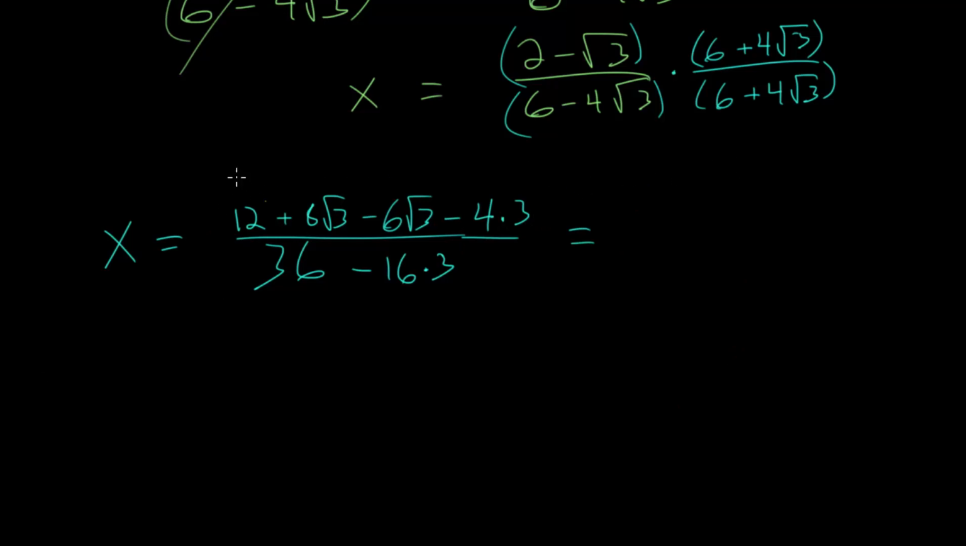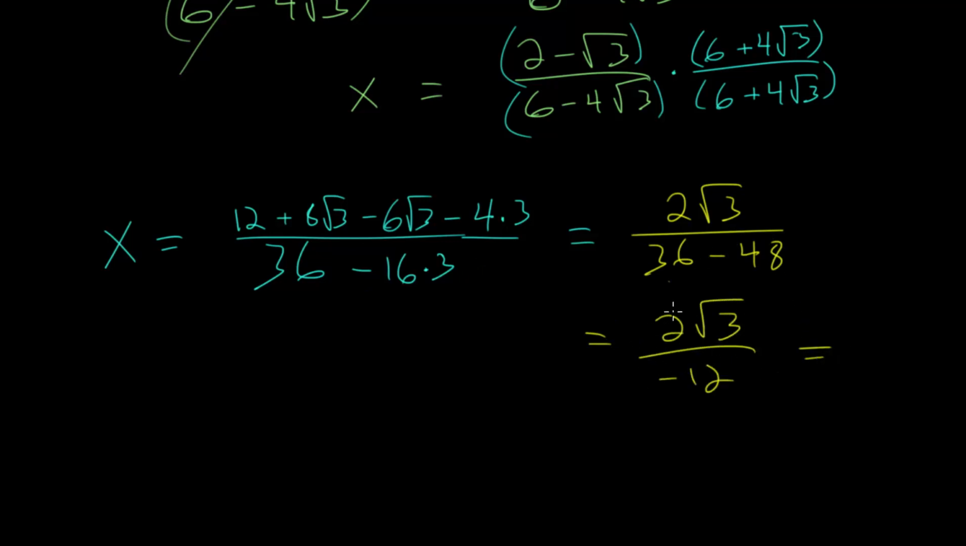We would get 12 minus 12, that's just 0. And 8 root 3 minus 6 root 3, that's 2 root 3. And in our denominator, 36 minus 16 times 3, that's 48. So that will be a negative 12 in that denominator. And 2 divided by 12 is 1 over 6 if we simplify that. So our final answer for x should be minus root 3 all divided by 6. But this is what we think is the answer.